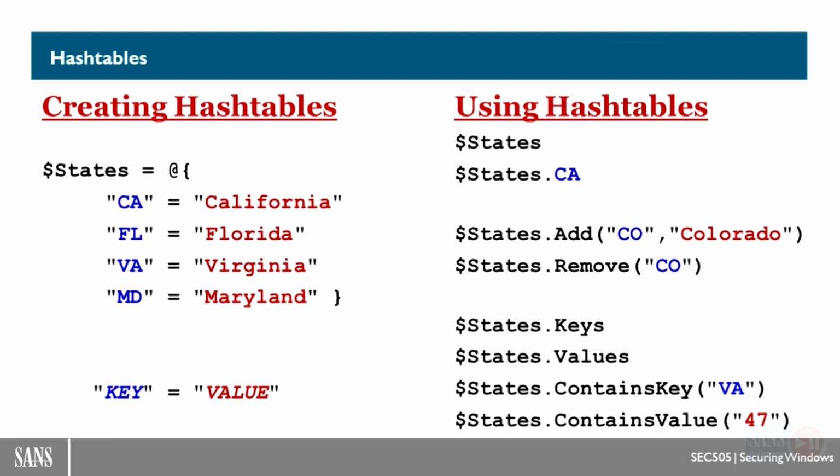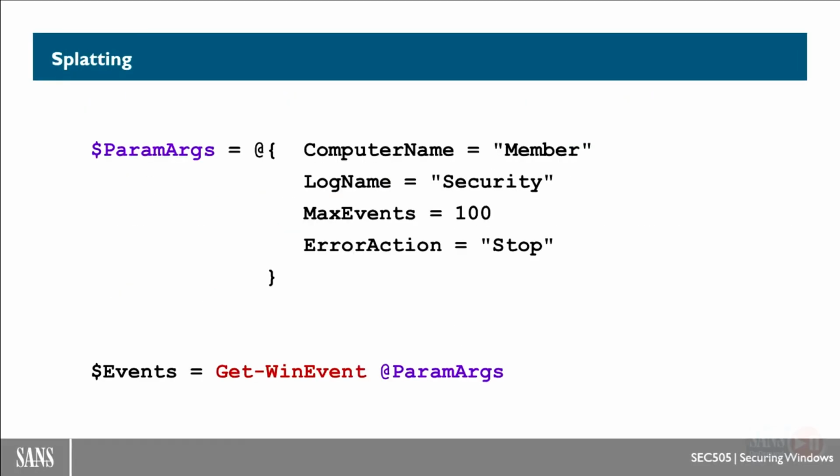We're going to see lots of examples of hash tables in this course. Tomorrow, for example, we're going to create a hash table of allowed commands in PowerShell, where you can block all commands by default, except for the commands listed in our own hash table. This is an example of using a hash table. And it's got a good funny name, splatting.